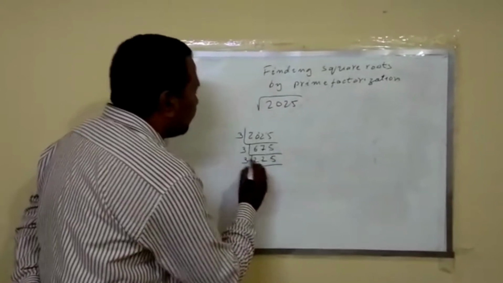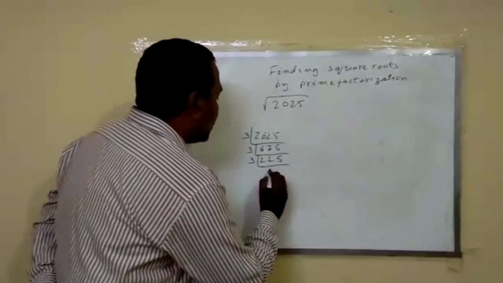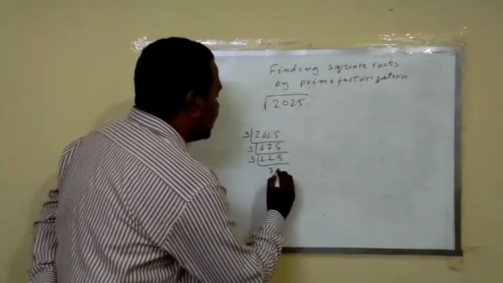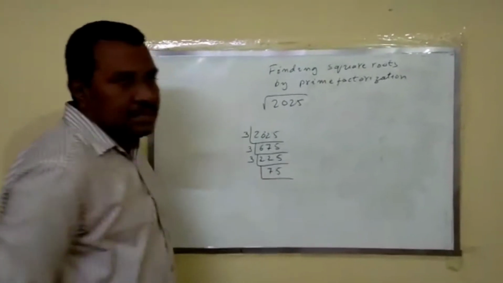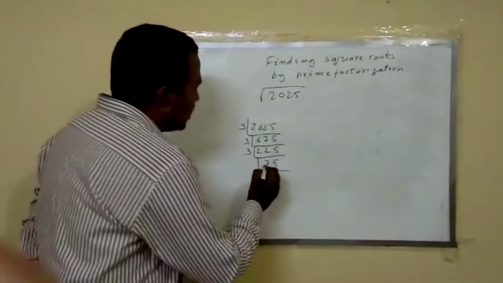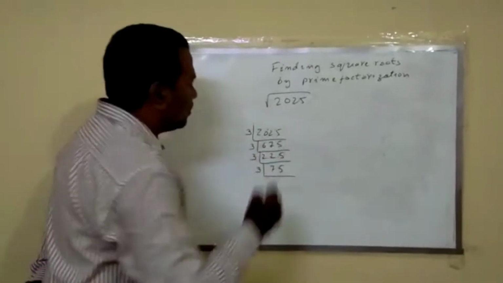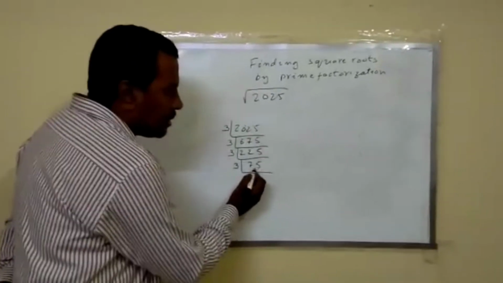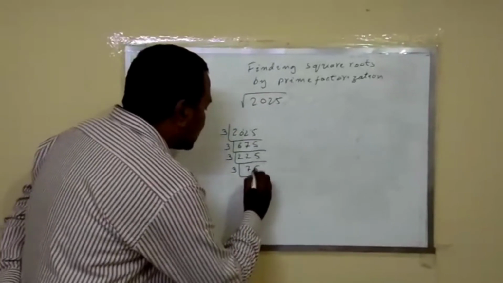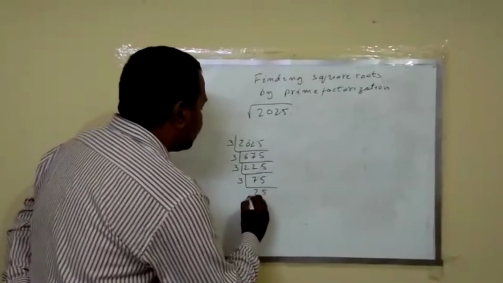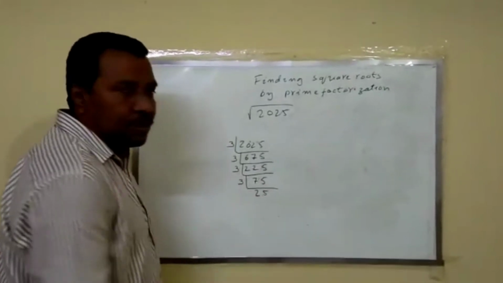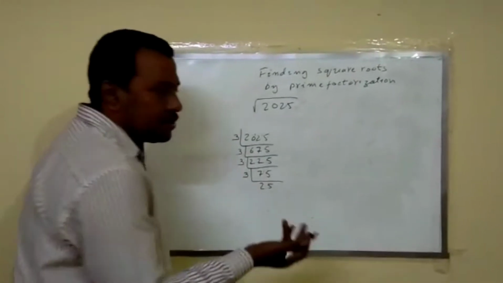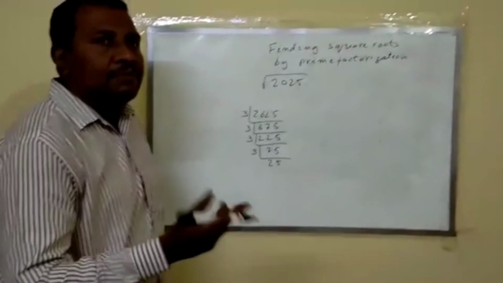Again take 3. Take 22. 3 7s are 21. 1 is a remainder. 3 5s are 15. Again check. 7 plus 5 is 12. 12 is exactly divisible by 3. So 75 is also exactly divisible by 3. I am dividing 75 by 3. 3 2s are 6. 1 is a remainder. 3 5s are 15. Okay. Now 25 is not divisible by 3, as you know, because 5 plus 2 is 7. 7 is not a multiple of 3.